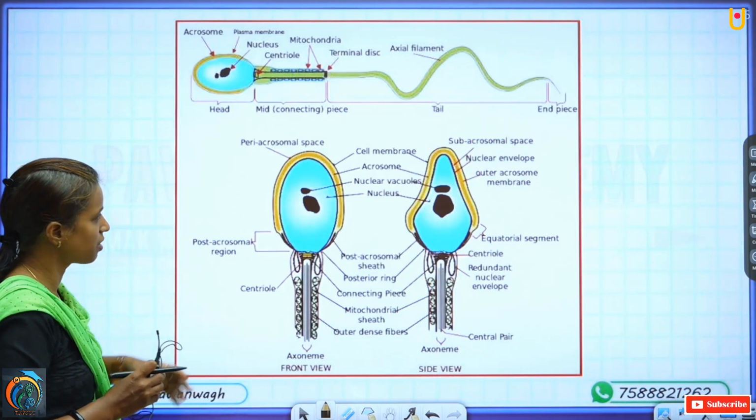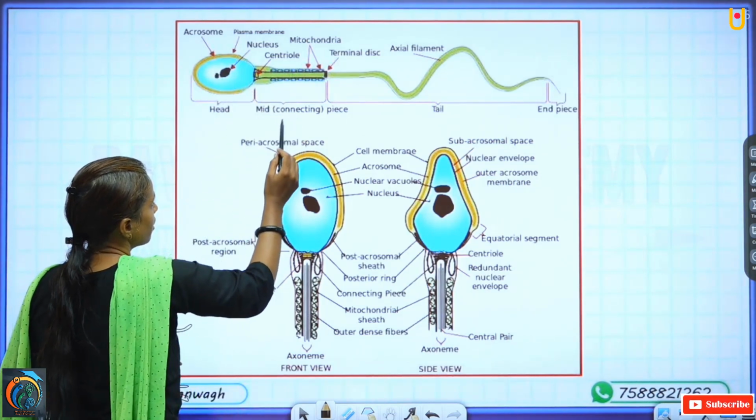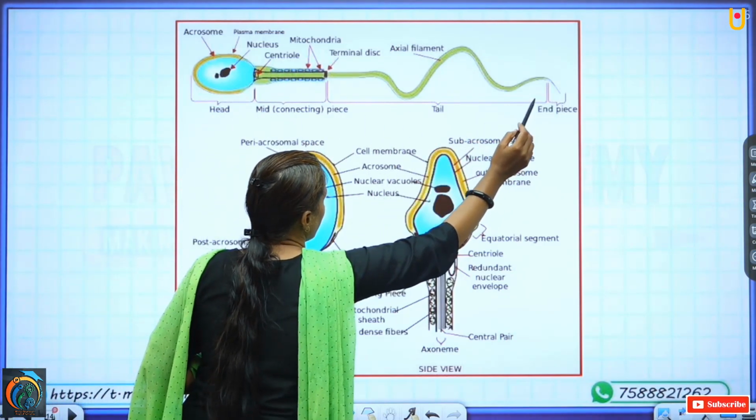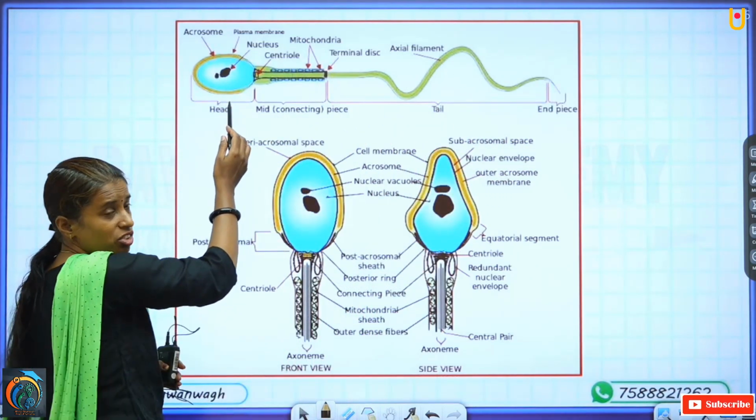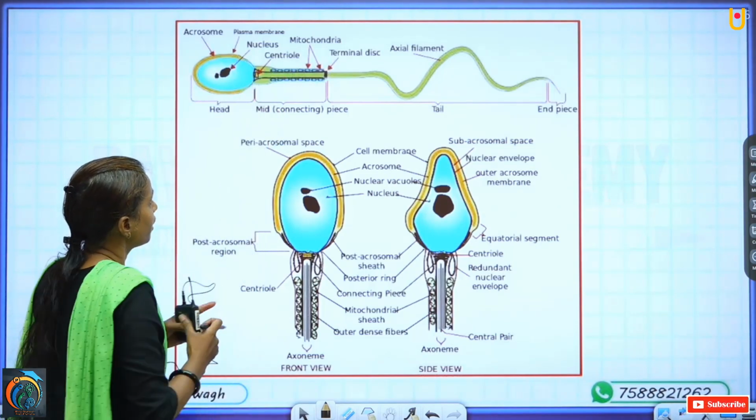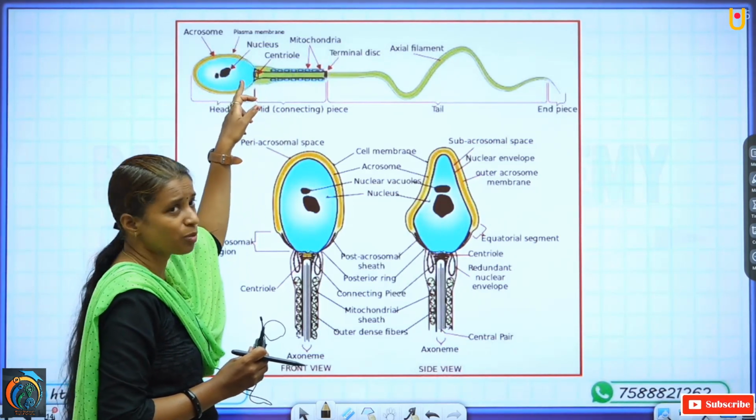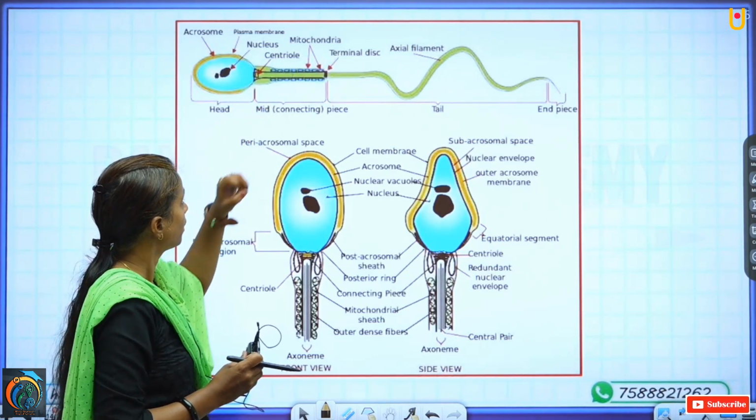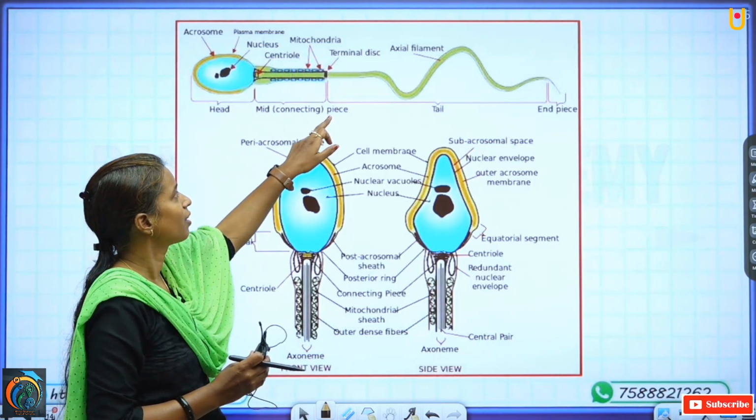Now see here, this is the structure of sperm. Here the head of sperm is present. Here the midpiece is present, and this is the tail region, and this is the end piece. Inside the head region, the nucleus is present, and at the end of the head region and start of the midpiece, the centriole is present, and mitochondria is present in this midpiece.